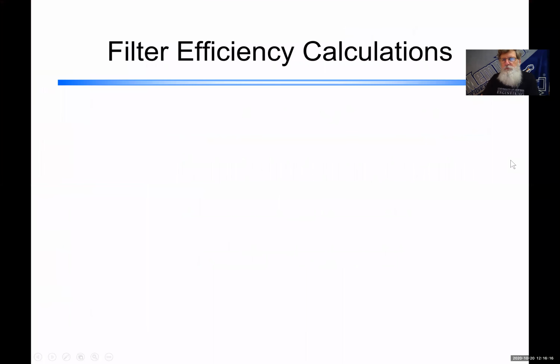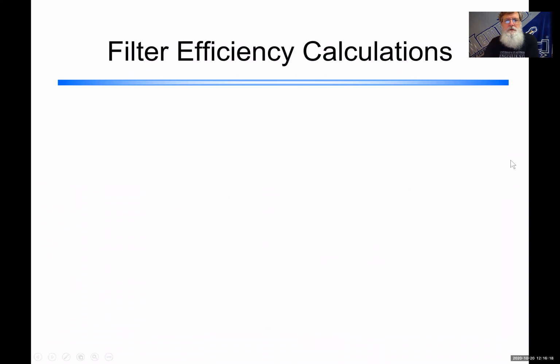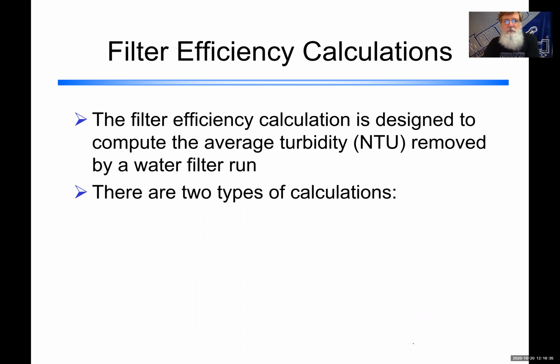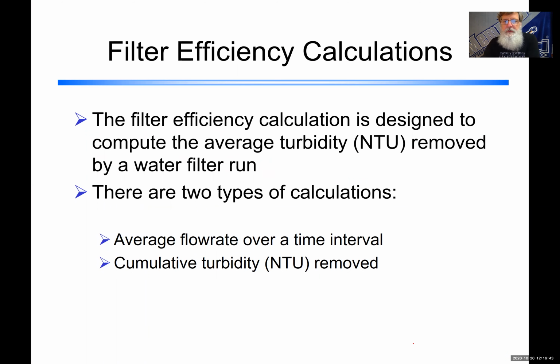So just a little bit of a review. Remember that filter efficiency is a kind of measure in the lab of how much suspended material we removed from our water with the filter. And we do that by looking at average turbidity removed during the run. And we had two kinds of calculations. First, the volume over time, because the flow rate can vary, and then the cumulative turbidity removed.